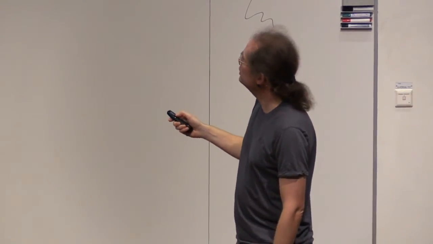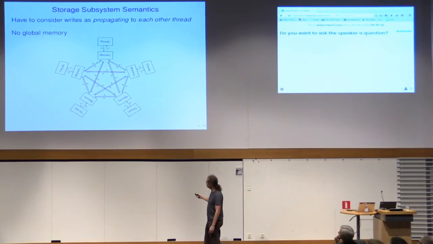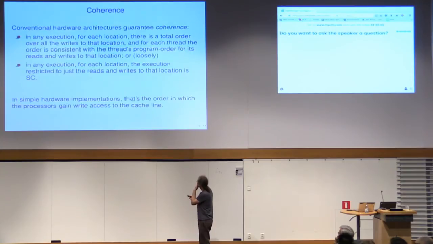So this is not nearly as precise a picture of ARM and Power as the previous picture of x86. This is more of a suggestive picture. You have to think of each of these threads as having some kind of local view of memory and of the writes and barriers propagating potentially separately to each other thread. Okay. So these are all things that you don't get.